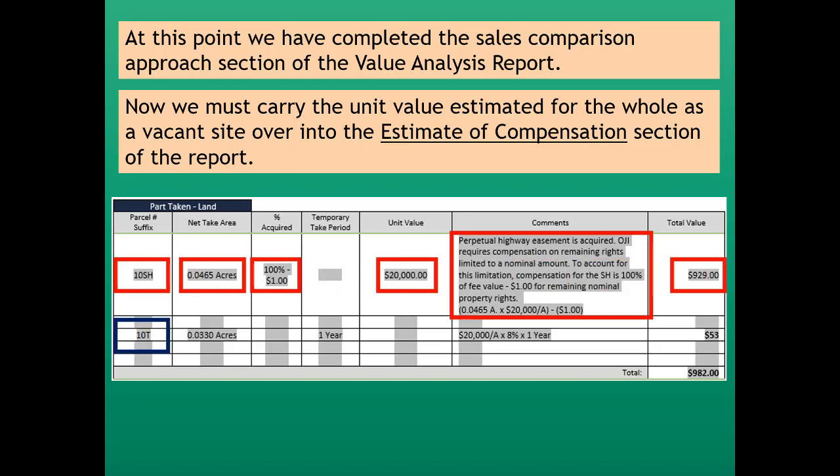Next, we're going to talk about the T acquisition. It contains 0.0330 acres. It's 1 year in duration. And the way we calculated that was we determined that the unit of value of the property before the taking was $20,000 an acre. Now for T acquisitions, it's based on the residue valuation or the residue property.